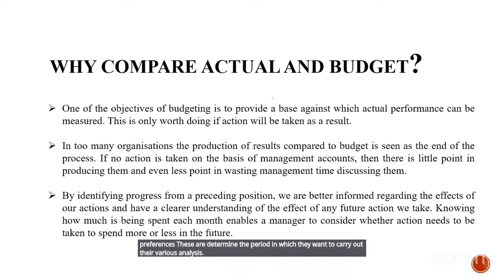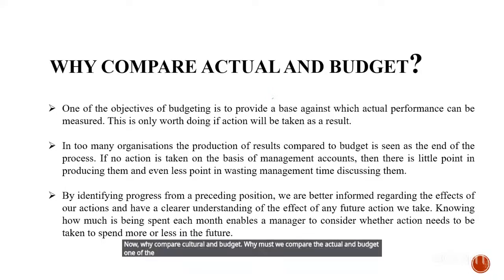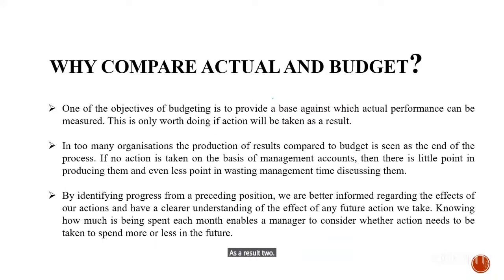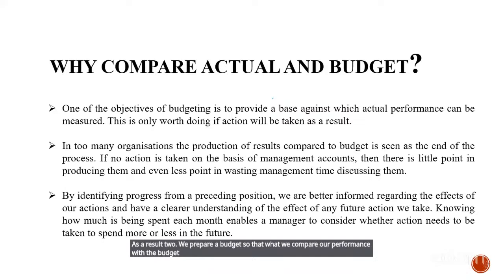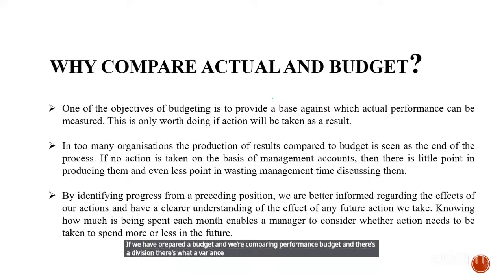Now, why compare actual and budget? Why must we compare the actual and budget? One of the objectives of budgeting is to provide a base against which actual performance can be measured. This is only worth doing if action will be taken as a result. So we prepare a budget so that we compare our performance with the budget. That's what we do. Then if we have prepared a budget and we're comparing performance to budget and there's a deviation, a variance, what do we do? We must take action.